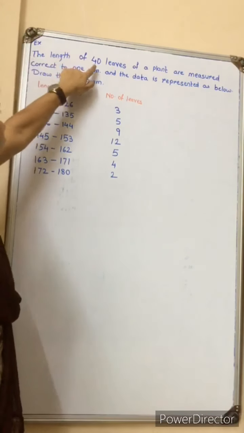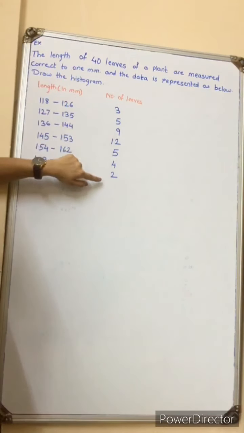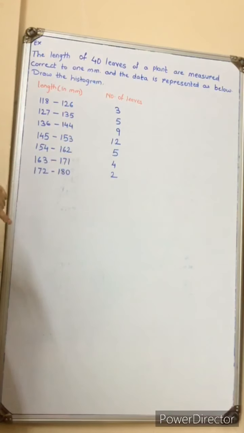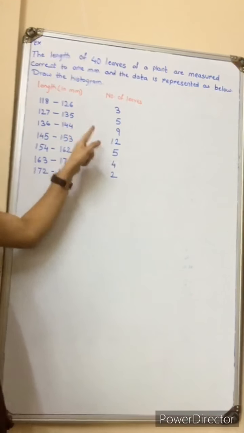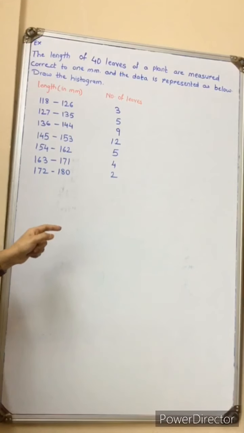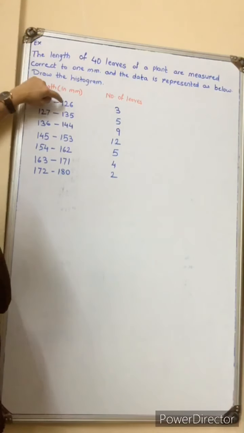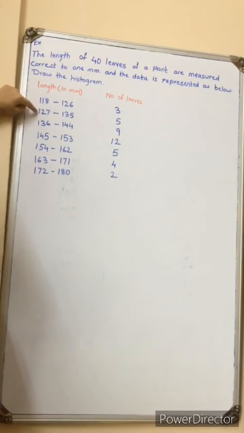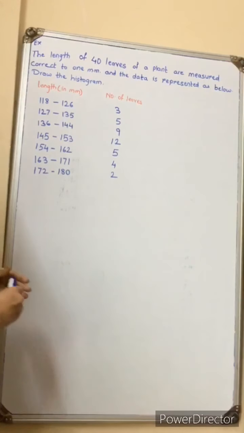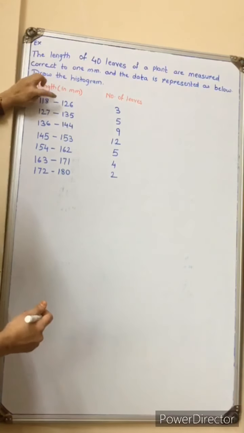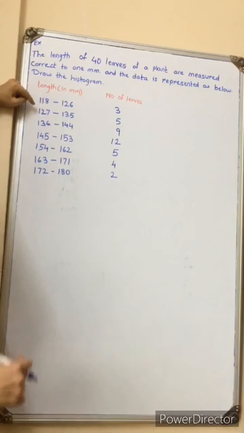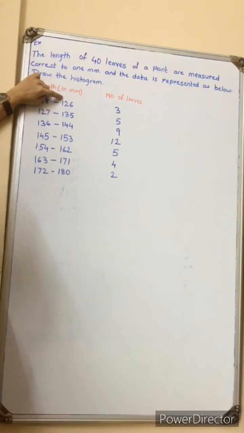Next, it is given 40 leaves, so we may check whether the frequencies total 40. This must be 40. Okay. So how can we find out whether the classes are continuous? We must see the difference between the lower limit of the next class and the upper limit of the previous class. Here the difference is 1.